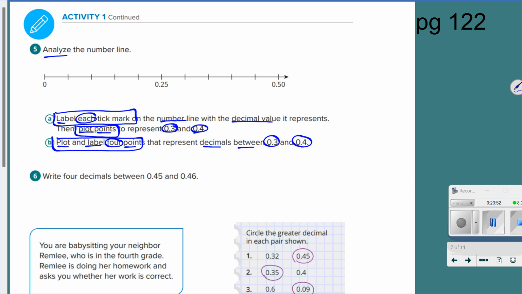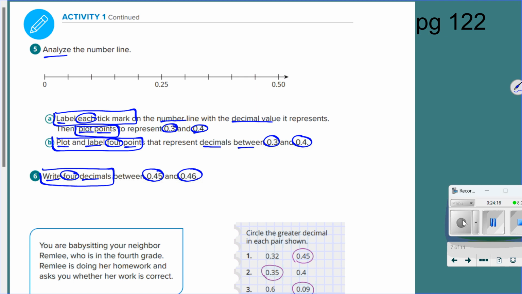Our next task, and this was actually one of the most missed questions on this test when we gave it last year: write 4 decimals between 45 hundredths and 46 hundredths. So you're going to do those two, technically three because 5 has two parts. We're going to give you guys about 6 minutes, 2 minutes for each section. Go.